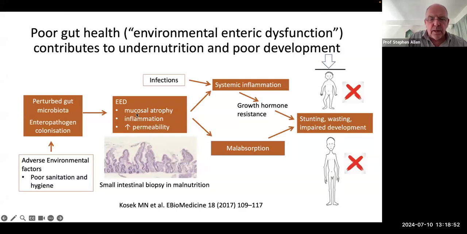we've been talking about. The elements of this are atrophy, so a loss of surface area, inflammation in the gut, and then increased permeability. This has two major outcomes. One is systemic inflammation in the blood because of the leakiness in the gut. And as we've been discussing, that's a mediator of poor outcomes and also growth hormone resistance, directly impairing the action of insulin-like growth factor 1 at the growth plates. And then there's also a malabsorption element. So both of these factors contribute to poor growth, but also poor development.